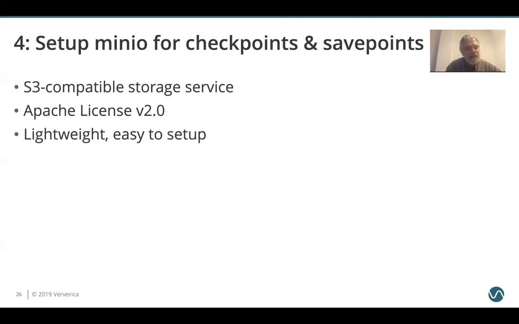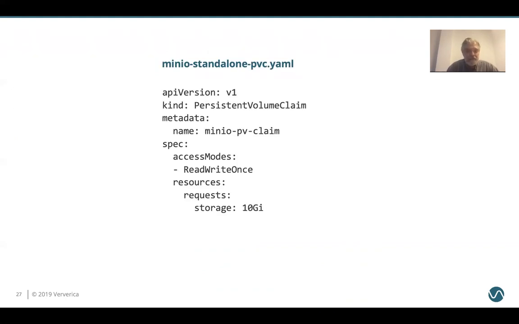So finally, to have a more complete example to talk about, I wanted to set up Minio and be able to use that for checkpointing and savepointing. Minio is an open source S3 compatible storage service. It's lightweight, it's easy to set up. It seemed like a good fit.